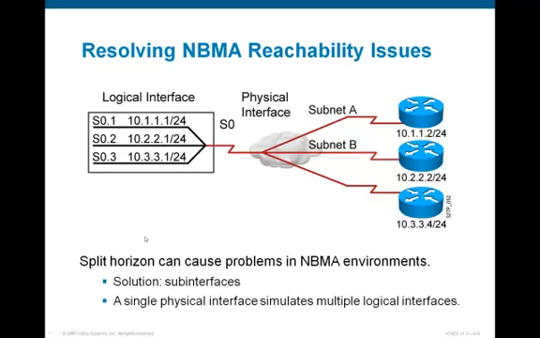Now, as we have mentioned, hub and spoke deployment is the most common way of deploying frame relay connectivity because it is the most cost efficient way of deployment. But using a hub and spoke topology does create some reachability problems. We'll talk about this problem and see how we can resolve it.